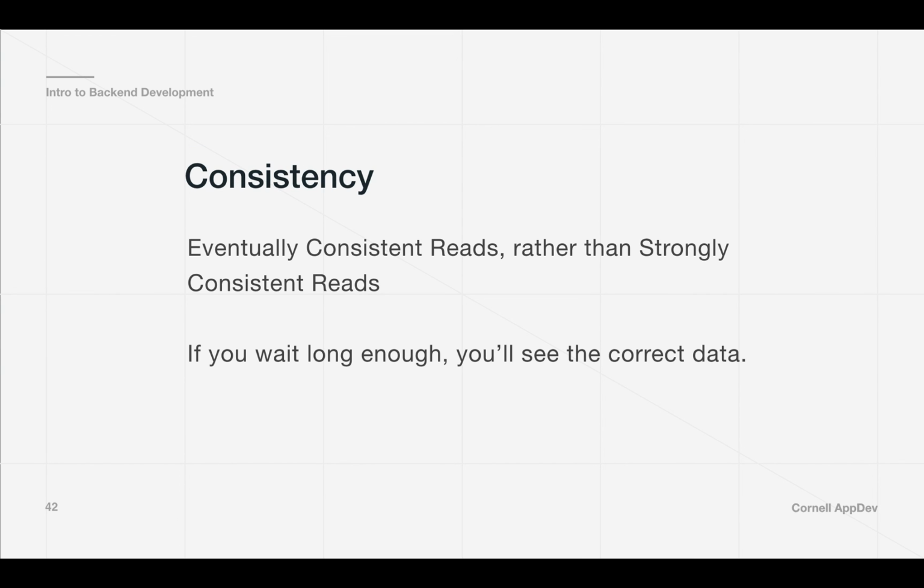Continuing on, so we have consistency. Consistency is the one thing that Dynamo gives up. So rather than having strongly consistent reads, this means that if I write to the server, like, oh, I want to buy something on Amazon, and then I refresh the page, it might not always show up. The way that they do it is if you wait long enough, that transaction will get propagated across enough nodes so that when you refresh, you'll see it. And that's called eventually consistent.